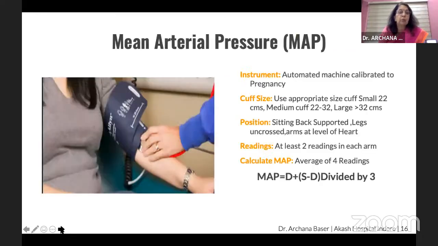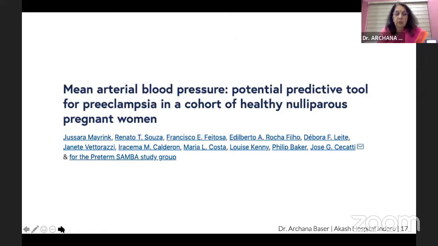Once you have these risk pointers in history, then take the mean arterial pressure by instrument. Just use your automated machine calibrated for pregnancy. Cuff size should be right. Use an appropriate size cuff. Position is sitting back, supported, legs uncrossed, at least 2 readings in each arm, and the sum of 4 readings divided by 3 gives you mean arterial pressure.